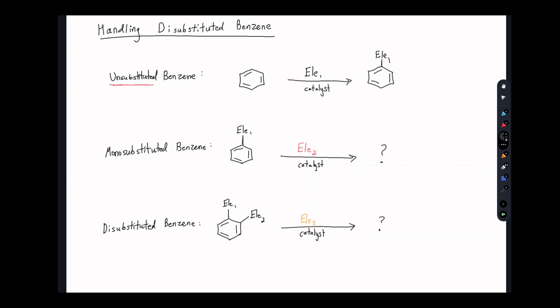And even further, a disubstituted benzene. Now we have two different groups. If I want to add a third one, where would I put it? By the end of these next few videos, we'll be able to have really solid answers to these questions and understand mechanistically why we get the products we do.